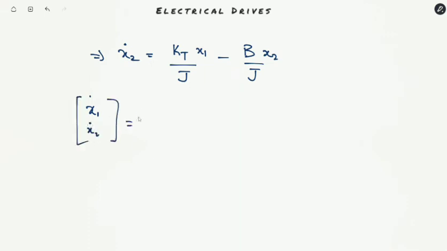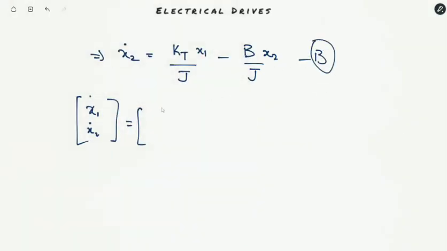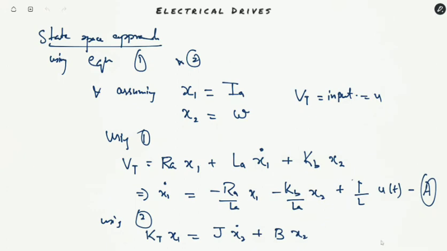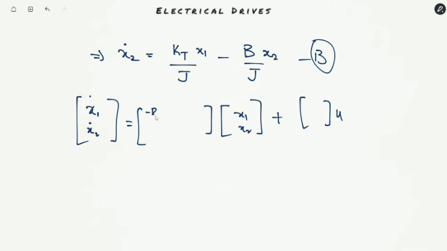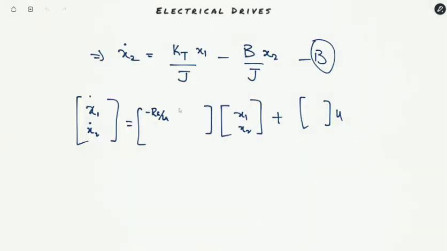we can, using the equations above, say for example this is equation A and this is equation B. So using equation A and equation B, we can find this matrix that relates x1 dot with the output u. So x1 dot is nothing but minus Ra by La x1 minus Kb by La x2 plus 1 by La times u, and x2 dot is Kt by J x1 minus b by J x2 plus 0 times u.